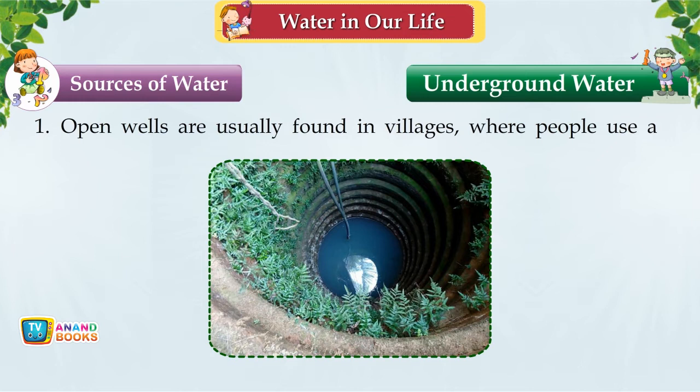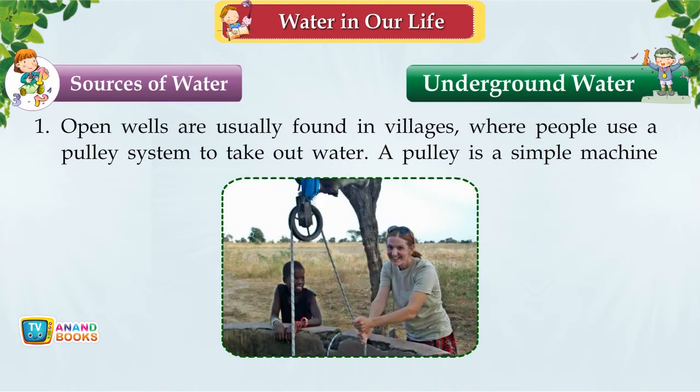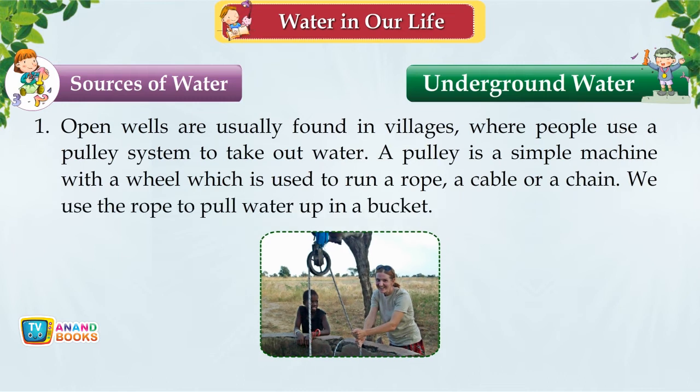Open wells are usually found in villages where people use a pulley system to take out water. A pulley is a simple machine with a wheel which is used to run a rope, a cable or a chain. We use the rope to pull water up in a bucket.